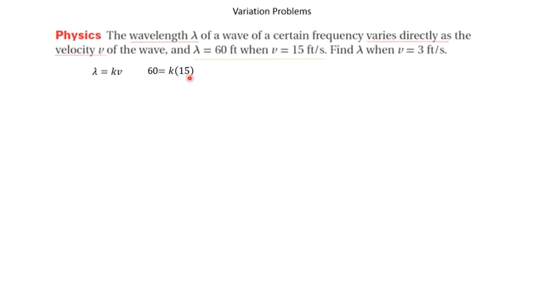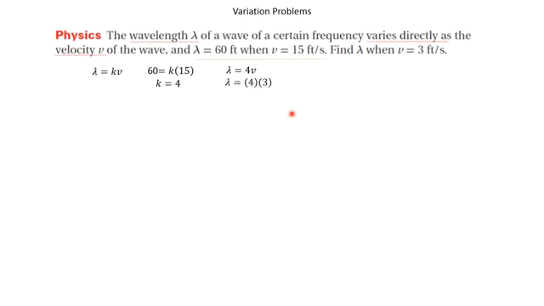So we have 60 equals k times 15. Divide by 15 to get k equals 4. We can plug that into our equation. Lambda equals 4 times velocity. And so it gives us two pieces to find k. Now it'll give us another piece, and we just have to find the other one. So here it gives us velocity, find lambda. So plug in 3. It could also give us lambda and have us find velocity, where we divide by 4.